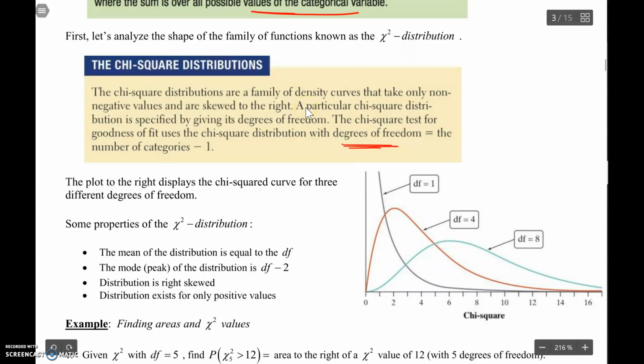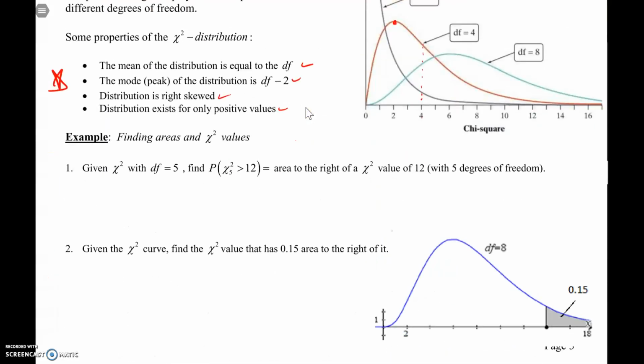Some properties: the mean of the distribution is equal to the degrees of freedom. So if the degrees of freedom is 4, then that's going to be the mean of the distribution. The mode, or peak, is going to be 2 less. We kind of saw that on that other graph. It's always skewed to the right, and it only exists for positive values. A little star by that, you really should put that to memory.